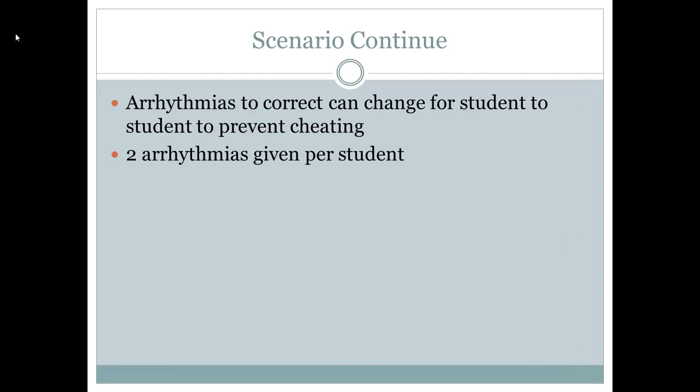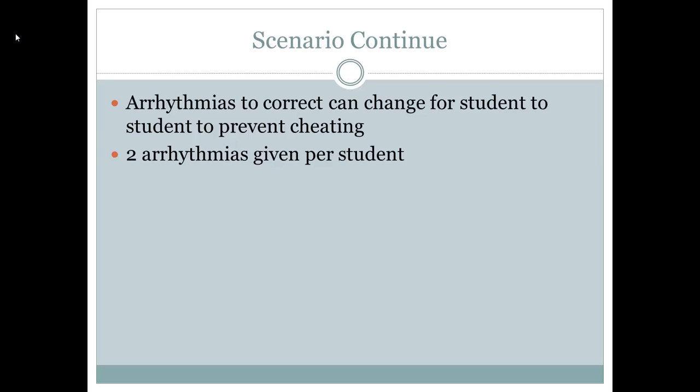The arrhythmias can change from student to student to prevent cheating. One student may go in and have a symptomatic bradycardic rhythm, which is just a very slow rhythm, which requires one type of treatment, and then their second one may be a patient with ventricular tachycardia with a pulse. Those can be easily swapped out because there's at least 20 or more different cardiac arrhythmias.